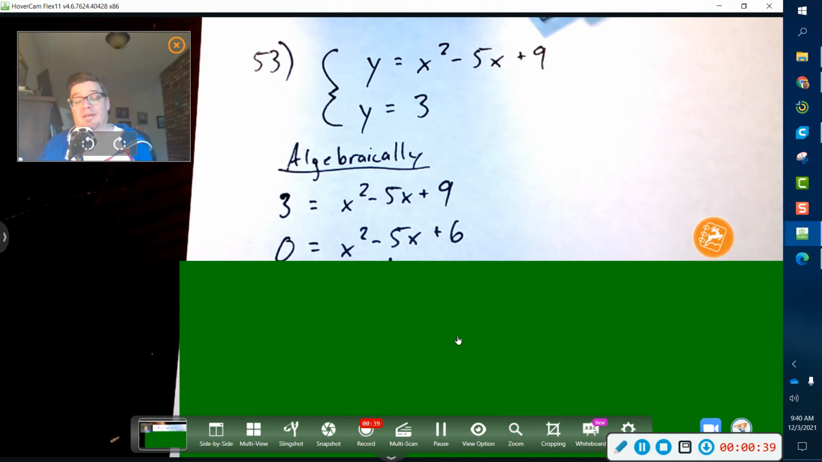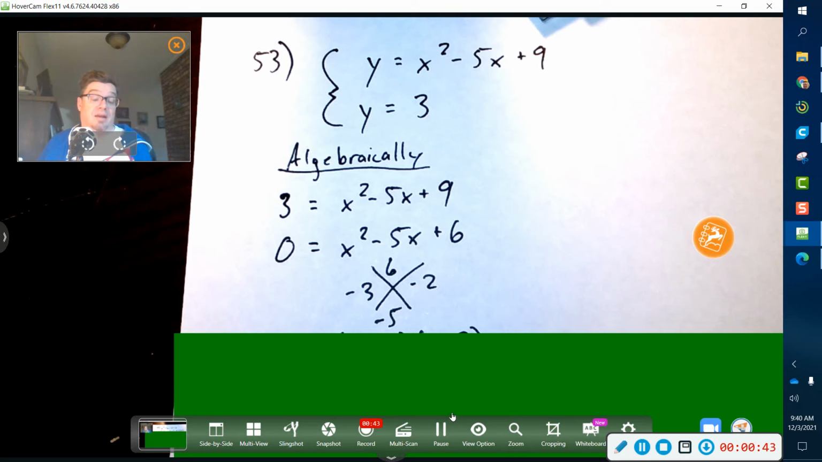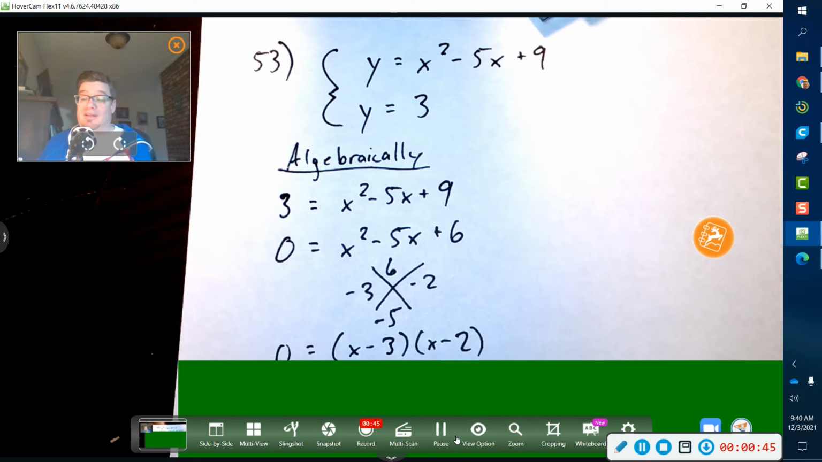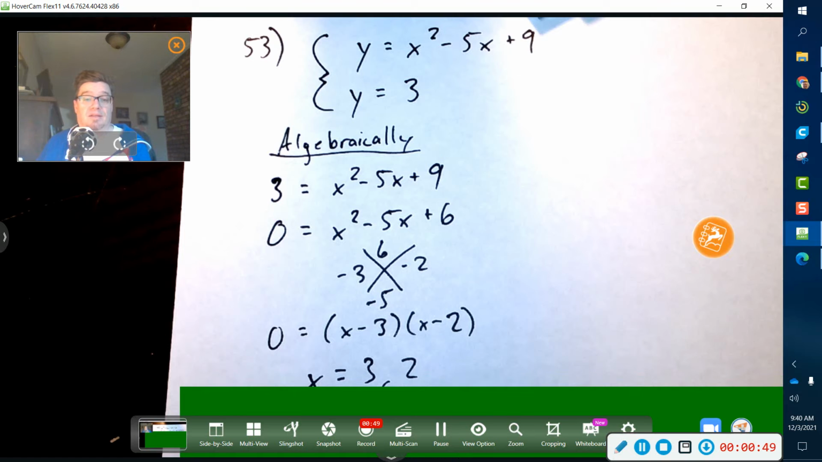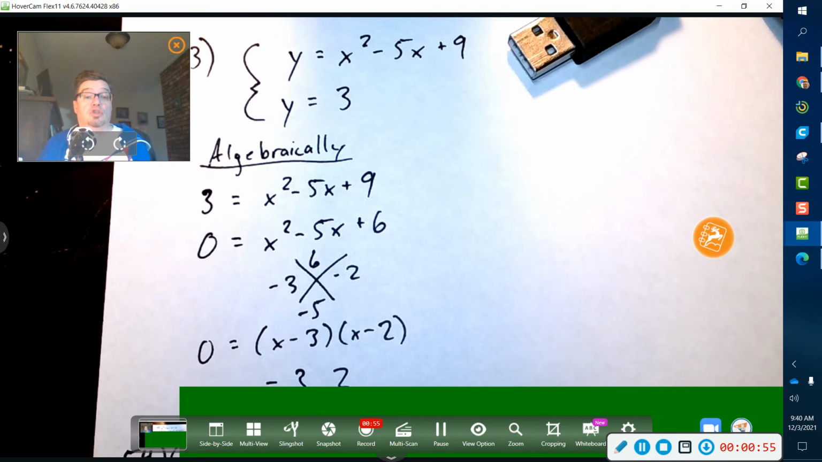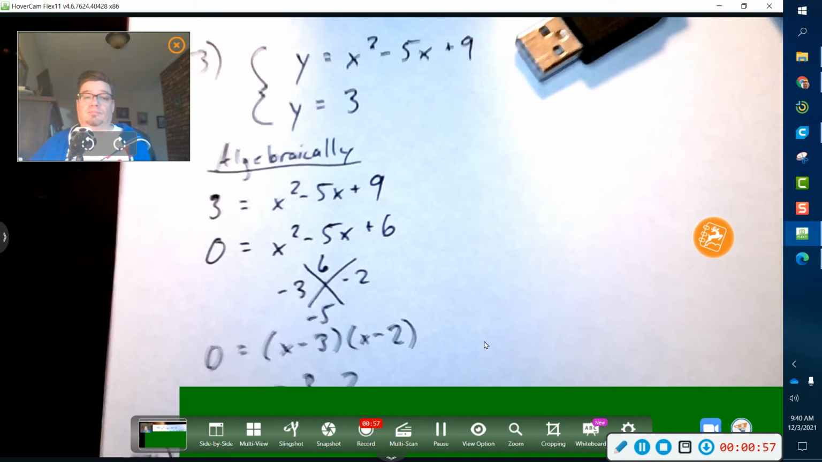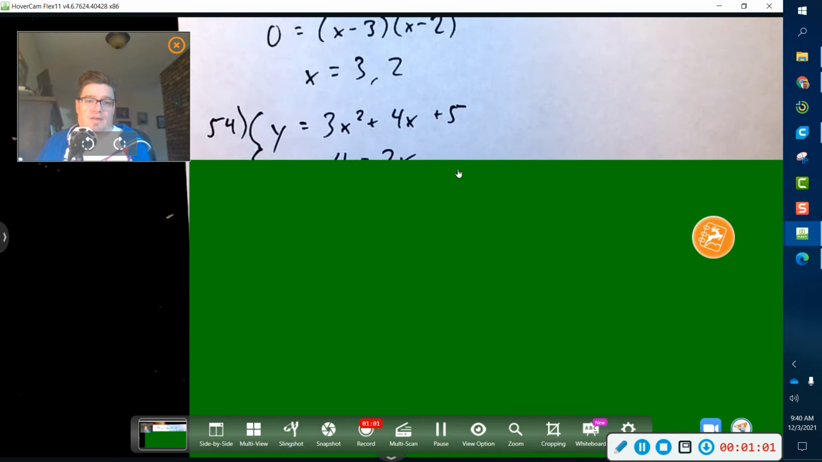-3 is going to be added to both sides, and then we can see if we can factor, and we can. So that's nice. It looks like it actually hits at two locations, +3 and +2. So to answer the question, determine the number of solutions. That's our answer. Our answer is 2. Okay, 2 solutions.